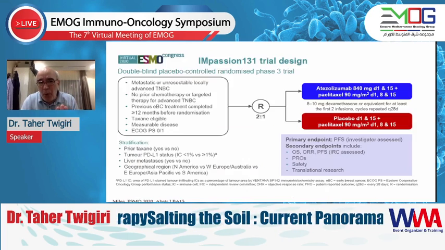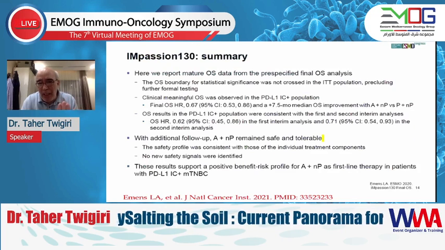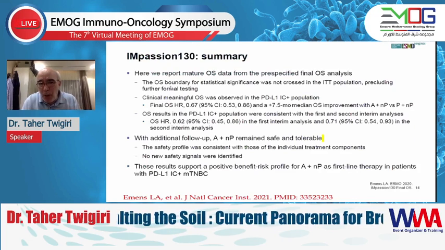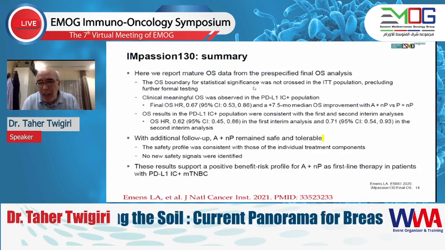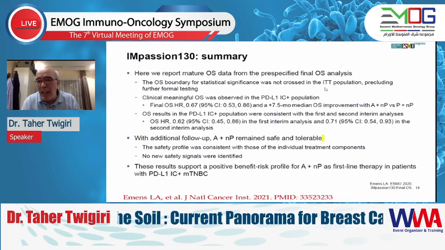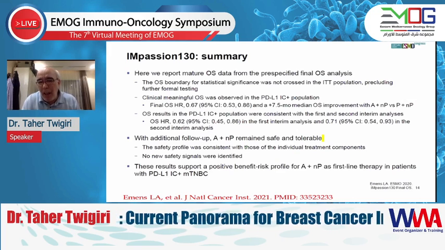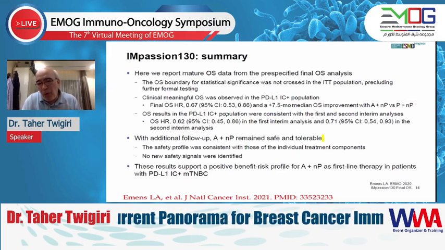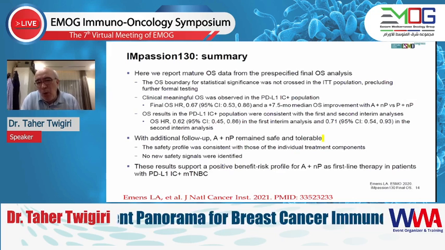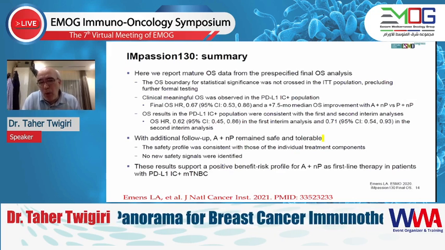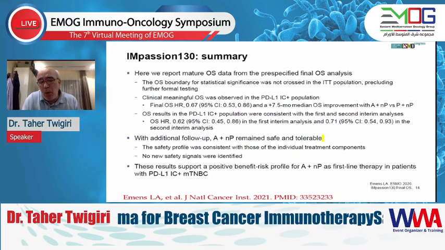So when we are looking at the summary, as you can see here, the overall survival boundary for statistical significance was not crossed in the intention to treat population, and they don't talk to us about it. As you can see here, for me, I don't know how I am going to use this nab-paclitaxel plus atezo, where it is very expensive.